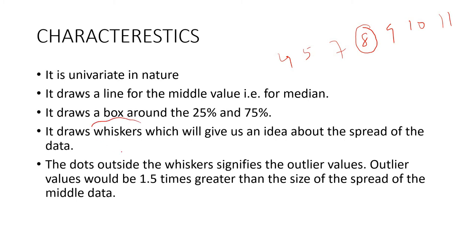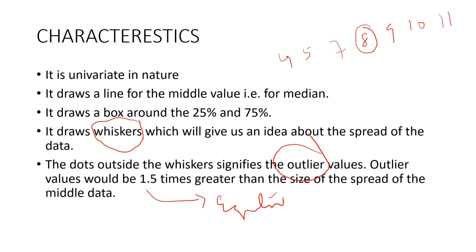Whiskers, that's why we call it the whisker plot. I will show you the diagram, and at that time you will understand. The dots outside the whiskers are known as the outliers. Outlier values would be 1.5 times greater than the spread of the middle data. For that we have a mathematical equation, and I will tell you how we can find all this.